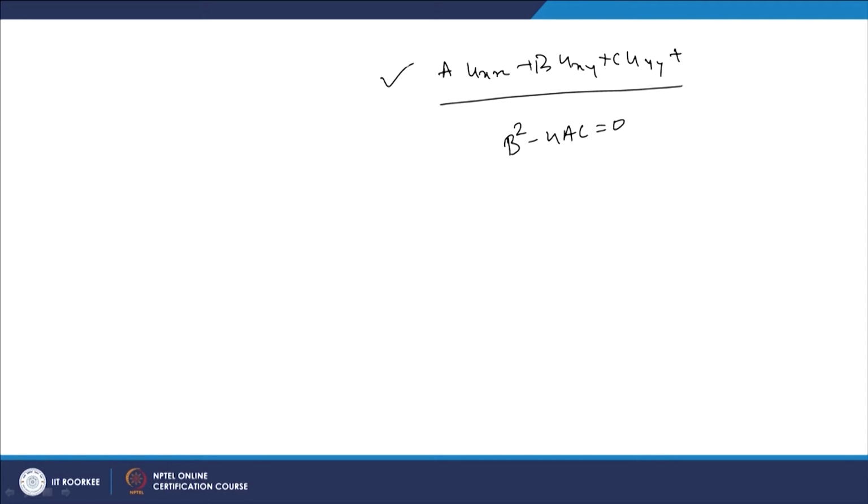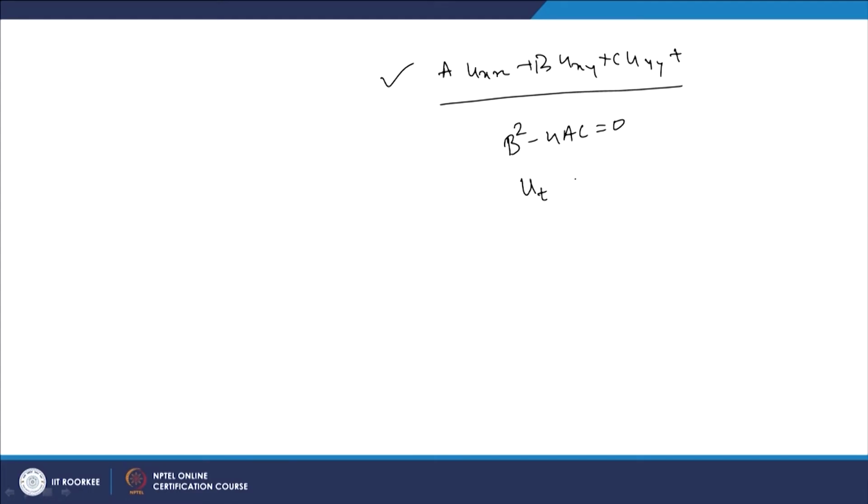we classify our partial differential equation, say a u_xx plus b u_xy plus c u_yy, because classification is done only on the linear second order terms. So, here if b squared minus 4ac is equal to 0, we call these kinds of equations parabolic equations.